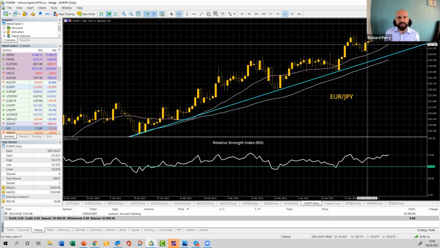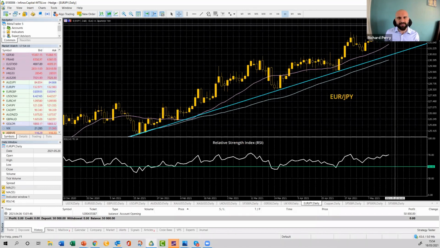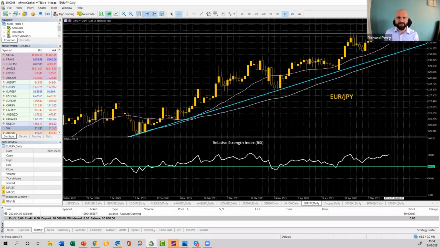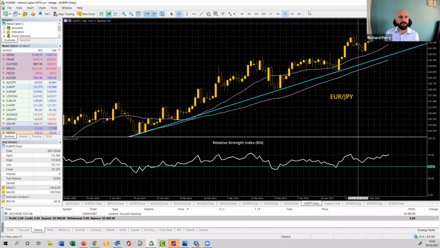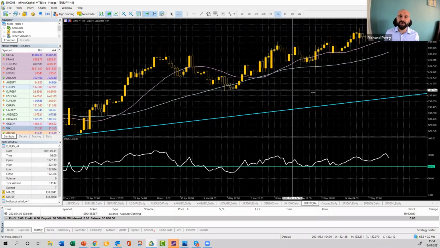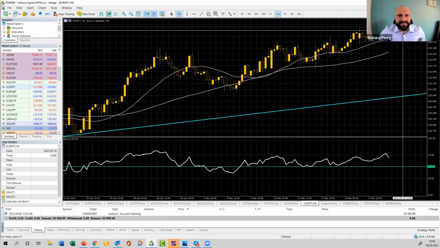In the last 7 of the last 9 sessions it's been up, and that's a pretty strong run higher. So you'd be looking for signs of exhaustion on that. And again, even on the 4-hour chart, you've started to see a little bit of a pullback. So that's starting to be a little bit of a concern for me.